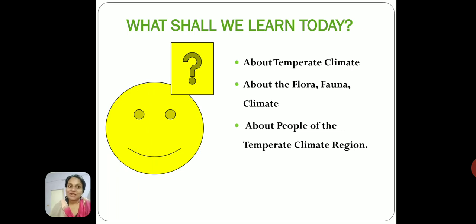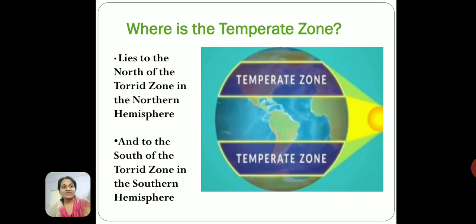What are we going to study about? We are going to learn about the temperate climate. What is the temperate climate? We've already seen the different climate zones, and we've already studied the equatorial climate and the desert climate, and today we're going to study the temperate climate. We are again going to look at the flora, the fauna, and the people. How do the people in the temperate climates live? Apart from this, we are also going to see the extent of the temperate climate. So these are the things that we're going to study in this chapter.